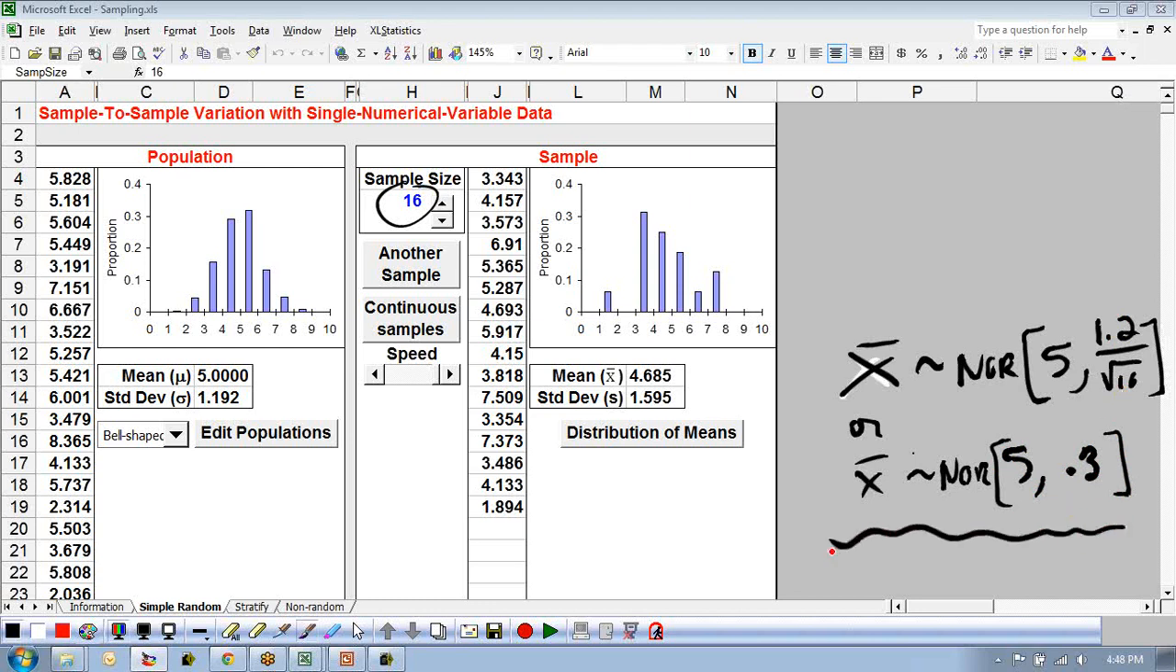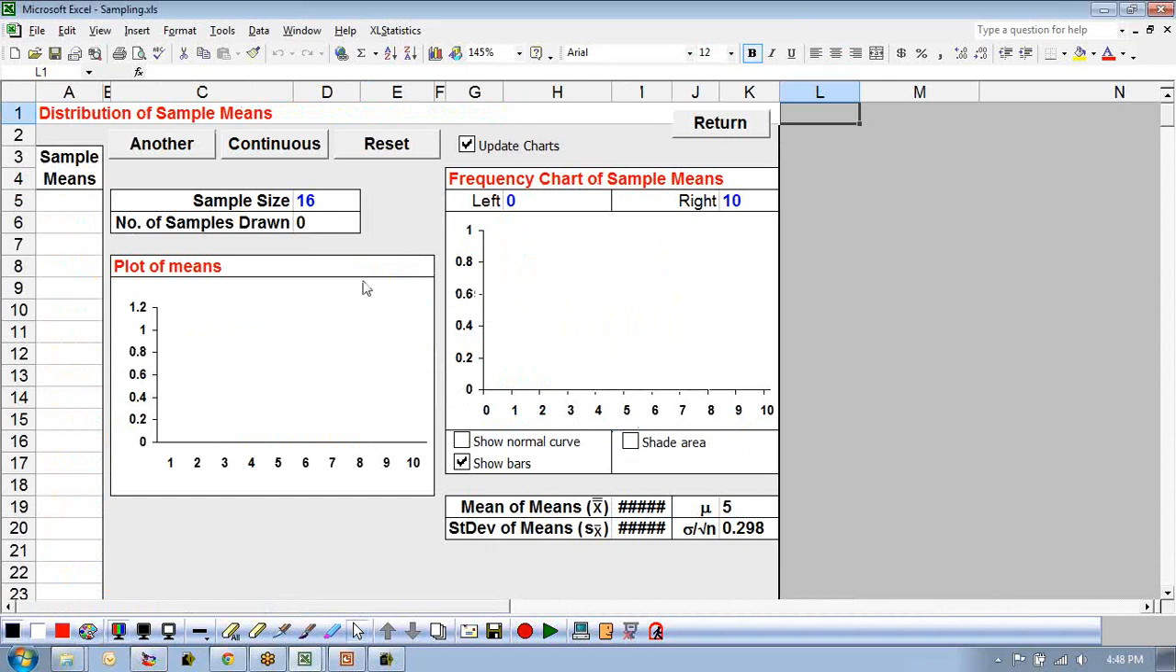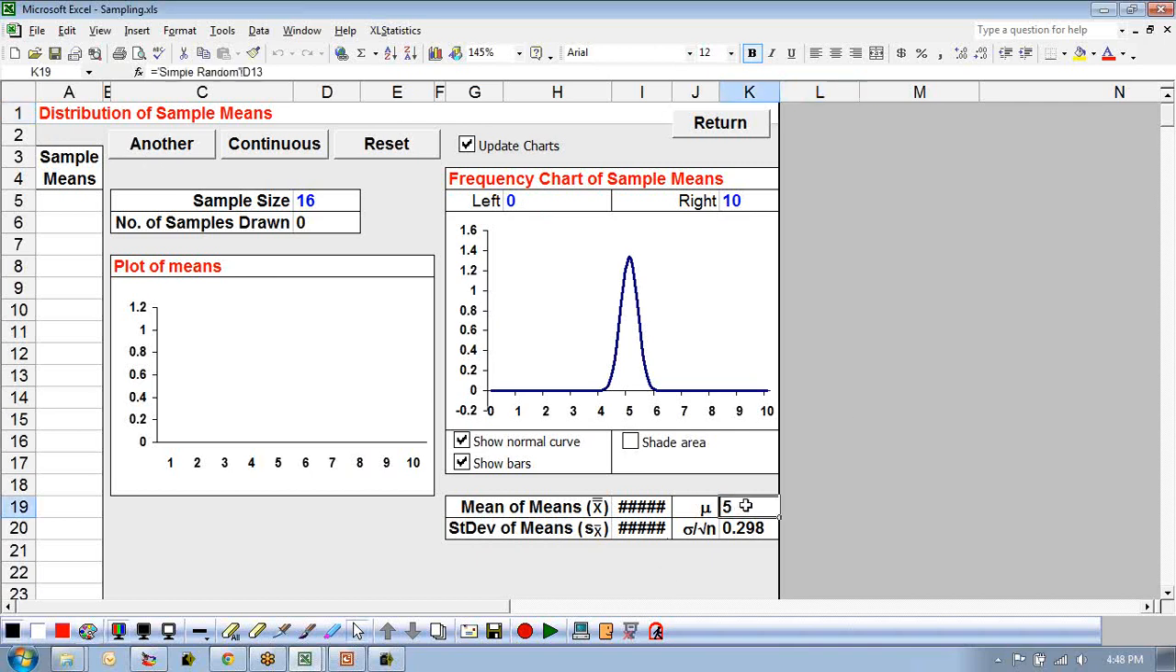Let's see if that's actually true. What we're going to do is take a look at the distribution of means. So every time I click a sample here, we draw from that same population and plot it up here. Here's the plot as it's going out, and here's the frequency chart. Just for fun, I'm going to show a normal distribution on there as well, and we'll see if it has a mean of 5 and a standard deviation of 0.3. That's pretty close, yeah.